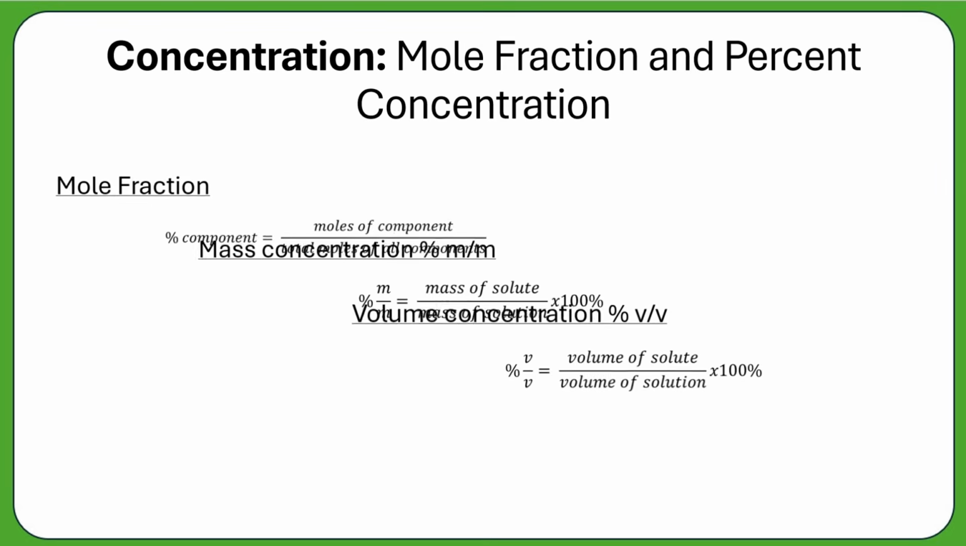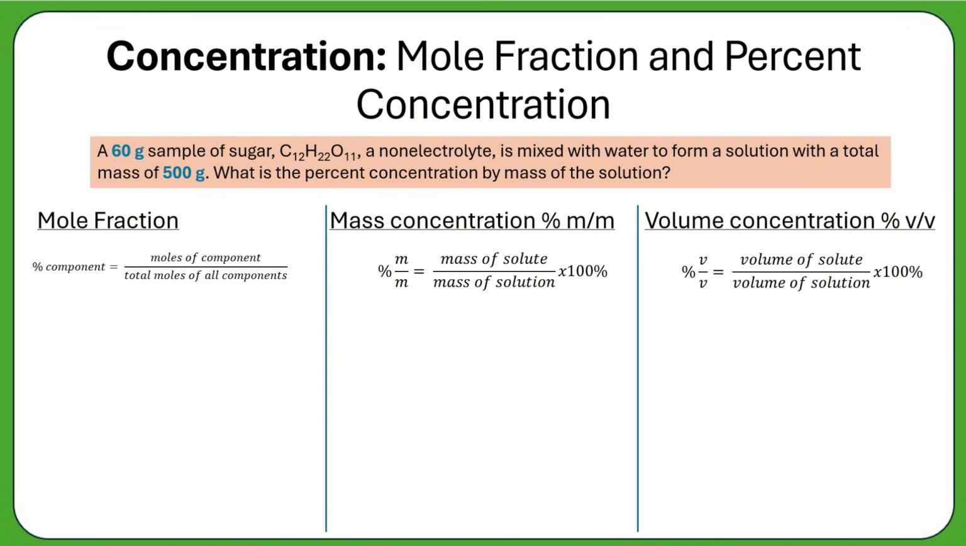Okay, let's try this example. A 60 gram sample of sugar, C12H22O11, and by the way, if it is a covalent compound, we call that a non-electrolyte. Keep that in mind. Sugar is mixed with water to form a solution with a total mass of 500 grams. So just imagine the sugar is mixed with water and then the entire mass of the solution is 500 grams. That is already including the 60 grams of sugar. What is the percent concentration by mass of the solution?